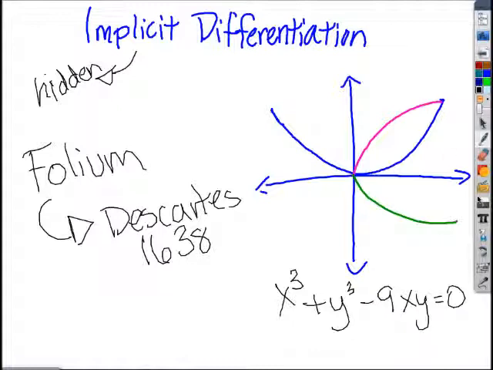So for whatever reason, let's say we still need to find the derivative. We still want to know the slope right here at this point. And as you can see, it's not a function, which is why I can't solve for it explicitly. So how do I find the derivative? Well, I'll show you.